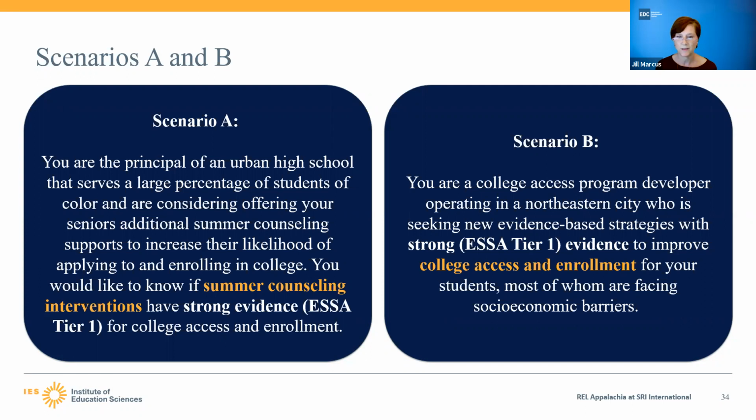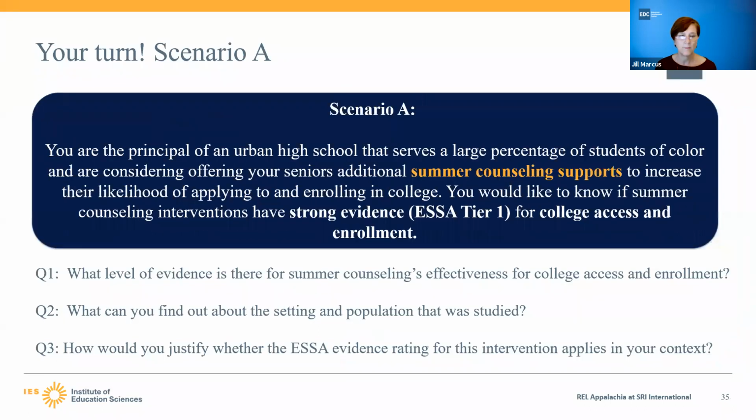college access and enrollment. In the second one, you are a college access program developer operating in a northeastern city who is seeking new evidence-based strategies with strong evidence to improve college access and enrollment for your students, most of whom are facing socioeconomic barriers. So let's look at each one, and then you can pause the recording while you work with the matrix to find the information needed. Pause now and see if you can find the answers to the questions for scenario A. When you restart the recording, we will read through the answers to these questions.